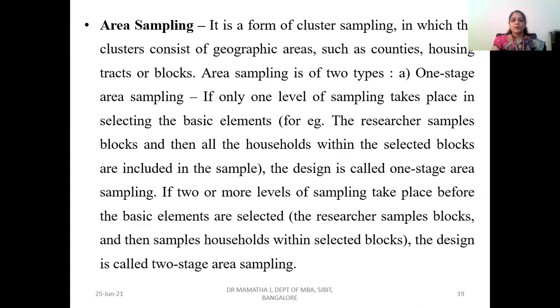And if you stop at cities only, it becomes one stage sampling. You don't move further in creating more clusters. But if you create some more clusters out of these clusters, then it becomes second stage area sampling. Okay.